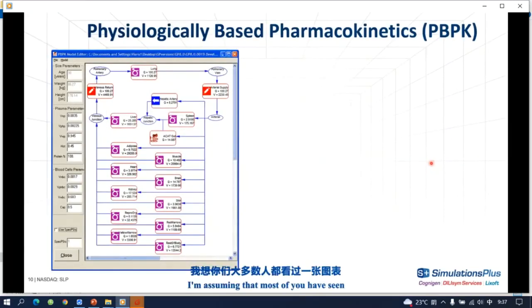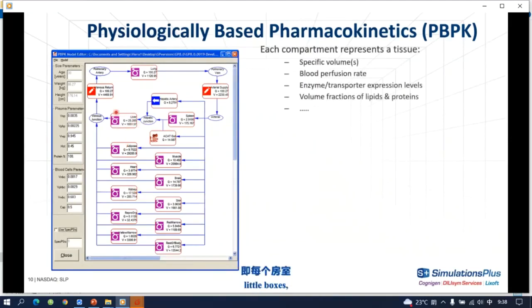I'm assuming that most of you have seen a diagram showing a physiologically based model. It is a collection of a number of compartments which represent individual tissues in the body, and they are connected by, in our diagram, the blue arrows showing the blood flow. So to make this a really physiological model, to give those compartments physiological meaning, each of these little boxes, each of these compartments represents a specific tissue in the body.